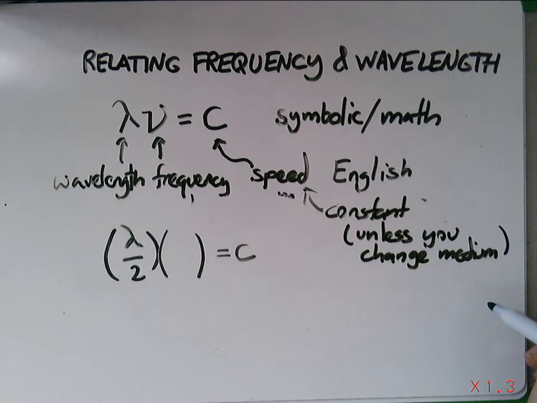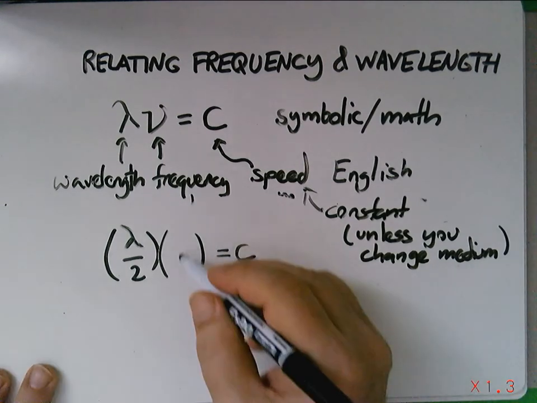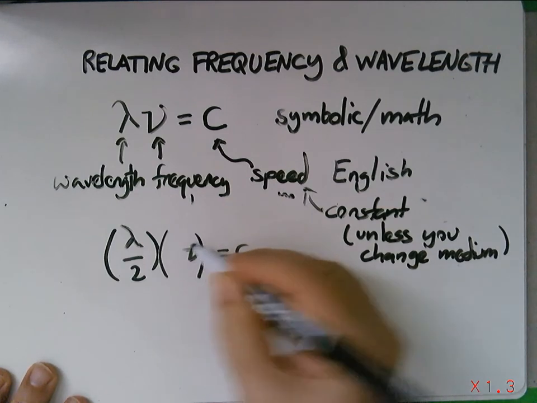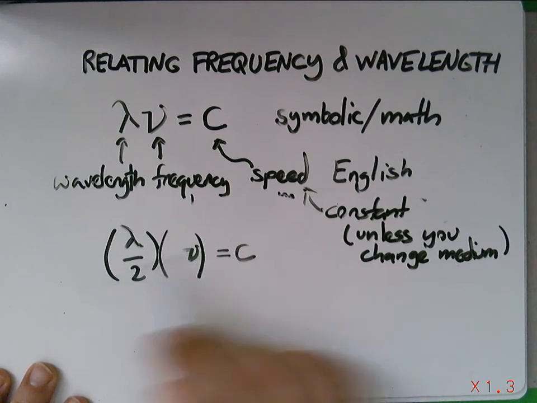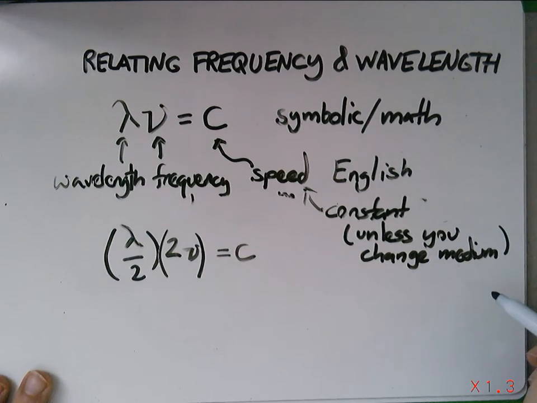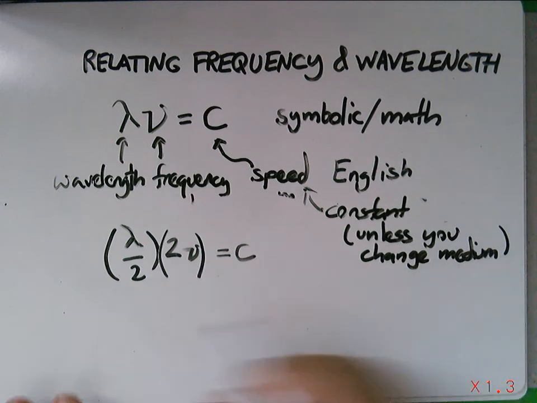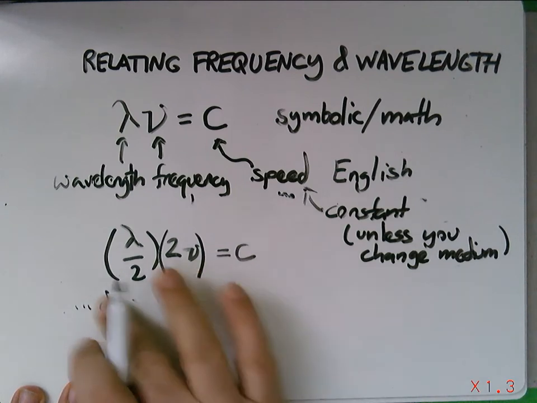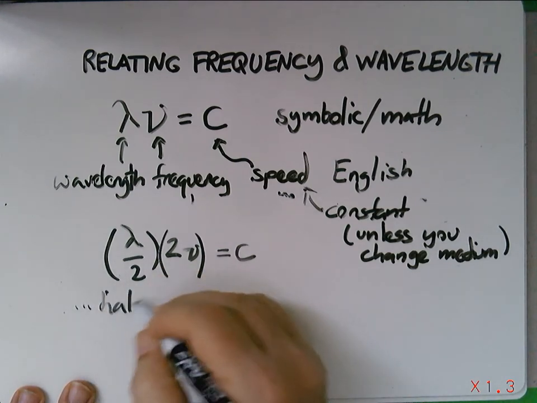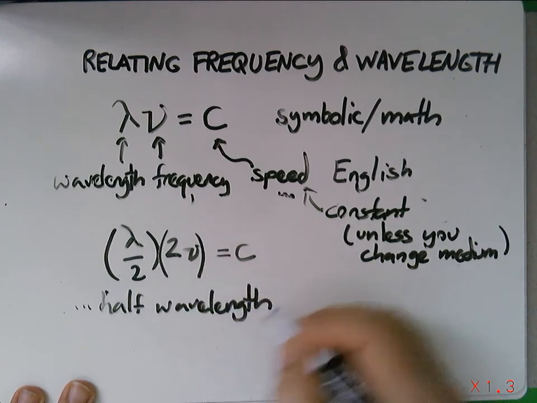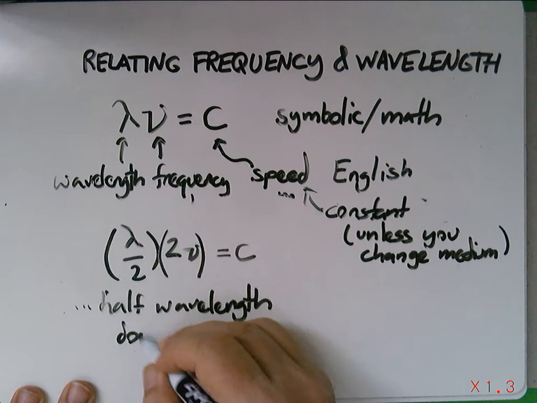But what about the frequency then? I'm going to have to change the frequency. I'm going to have frequency in here somewhere. What times the frequency is going to make this all work out? Well, I'm going to have 2 times the frequency, right? Because that way the 2 over 2 will cancel out. So I can say if I halve the wavelength, you have double the frequency.